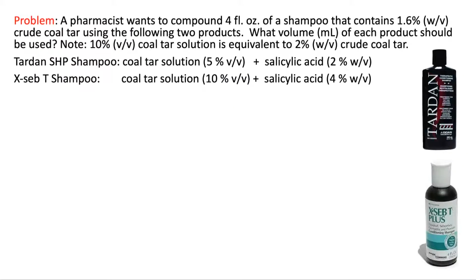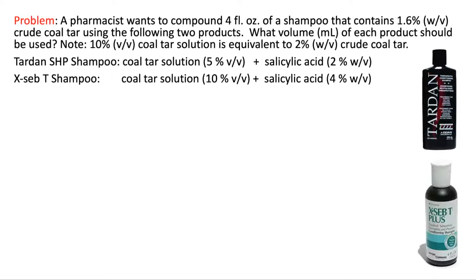All right, last question, and no tricks, I promise. This one will end this lecture, and it's got 2 parts to it, and I know this question always makes my head itch. But anyways, the problem reads, a pharmacist wants to compound 4 fluid ounces of a shampoo that contains 1.6% weight per volume of crude coal tar using the following 2 products. What volume in milliliters of each product should be used? And an important note is that 10% volume per volume of coal tar solution is equivalent to 10% weight per volume of the crude coal tar.